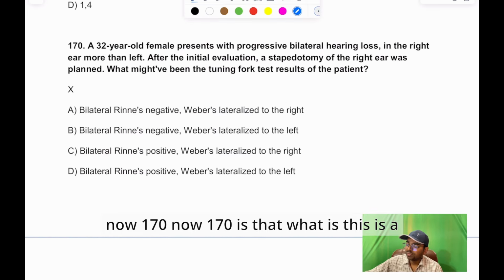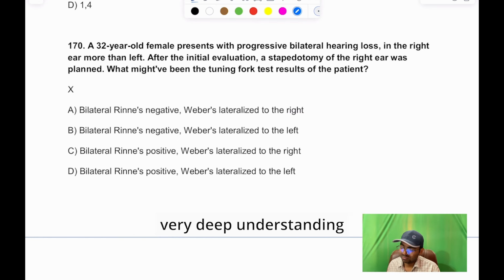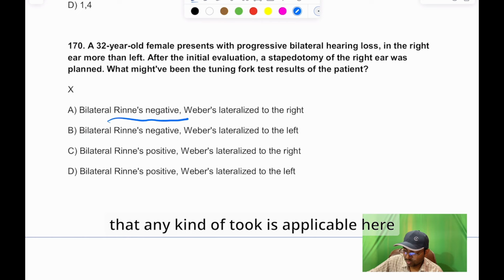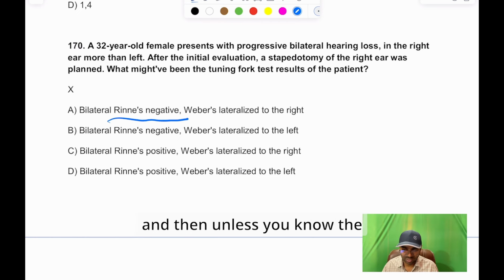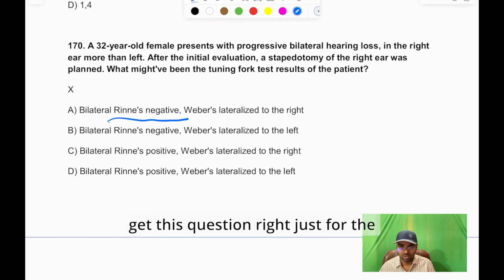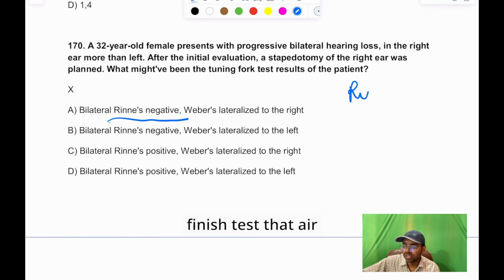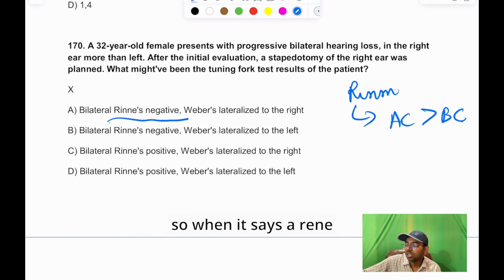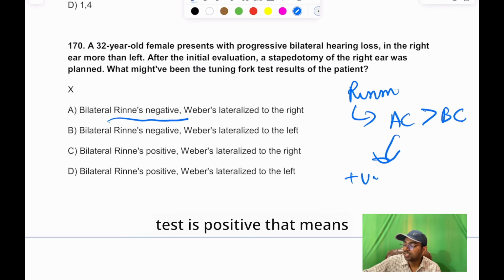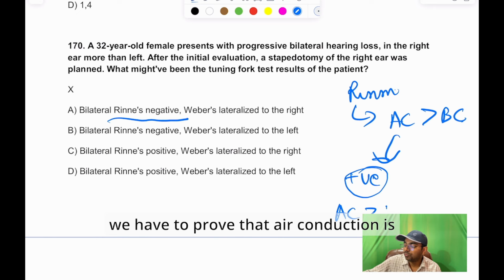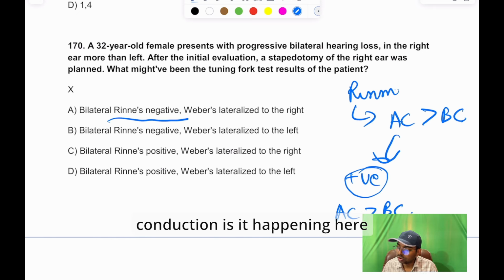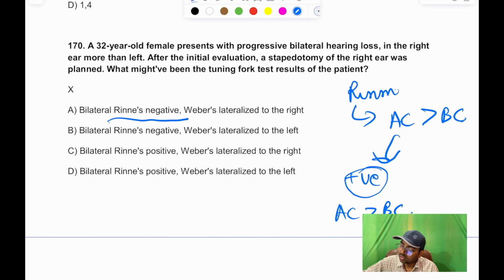Now 170. This is a very deep understanding kind of question. I don't think that any kind of tukka is applicable here. Unless you know the concept, you won't be able to get this question right. Just for the understanding, what is the Rinne's test? That air conduction is better than bone conduction. So when it says Rinne's test is positive, that means we have to prove that air conduction is better than bone conduction. Is it happening here?